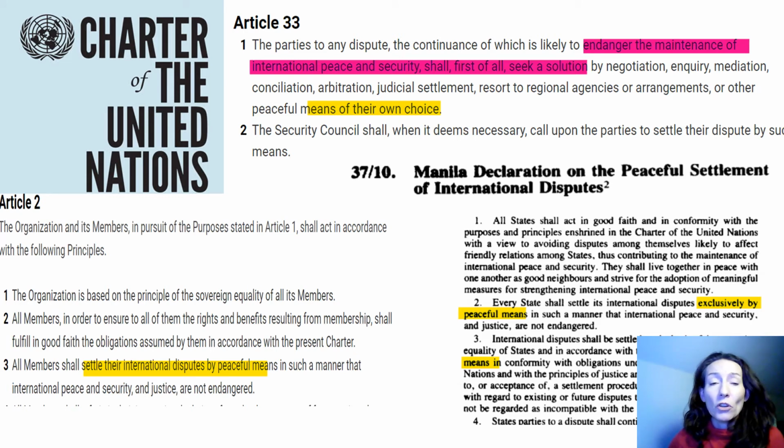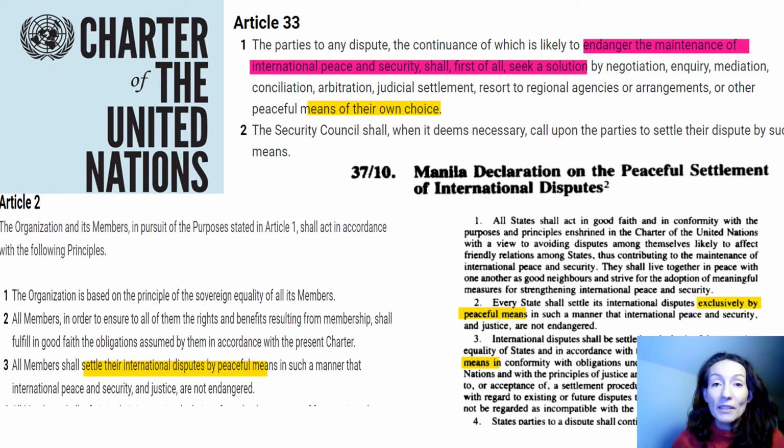Both documents are among the most commonly cited when referring to the written codification of the main principles governing settlement of disputes. As you know, the UN Charter is the treaty creating the United Nations. The Manila Declaration on the Peaceful Settlement of Disputes between States is a UN General Assembly resolution adopted in 1982.